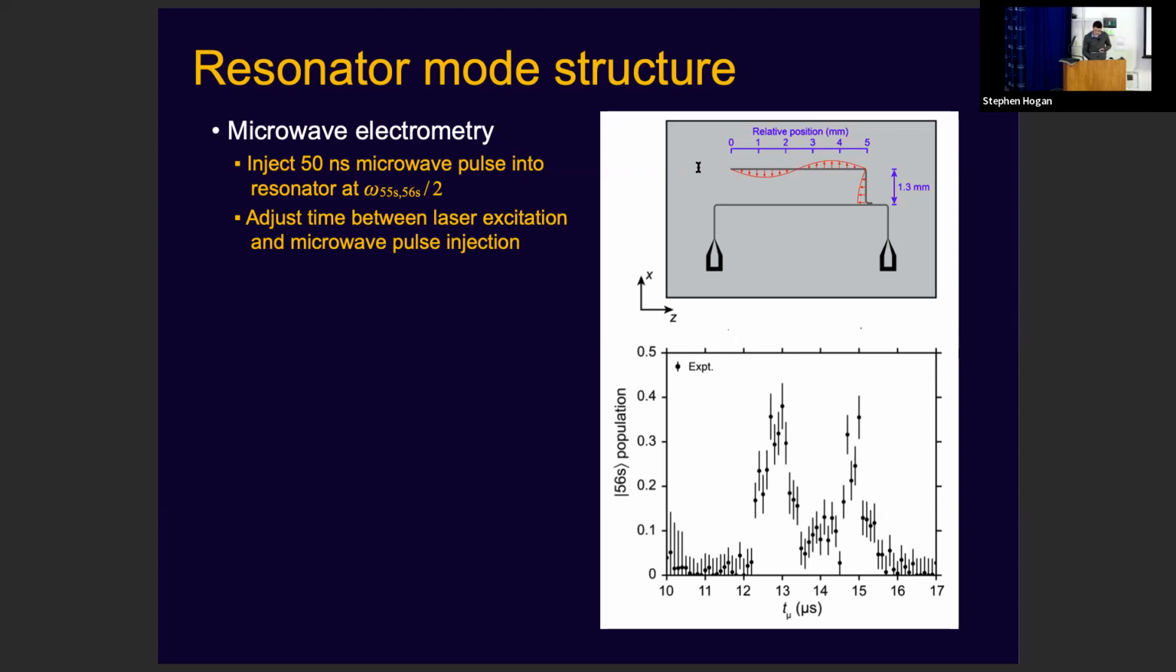So we've done some test experiments where we have a bunch of atoms fly across here, and we inject pulses of microwaves into the resonator, but at different times after we prepare the atoms. So if the atoms haven't reached the resonator yet, at these early times here, we don't see any population transfer. This is the population transfer from the 55S to the 56S state. But if they're at the position of this first field maximum, then we see some significant population transfer. And then we can resolve this minimum of field in this mode in the middle here. And then we see the second maximum here.